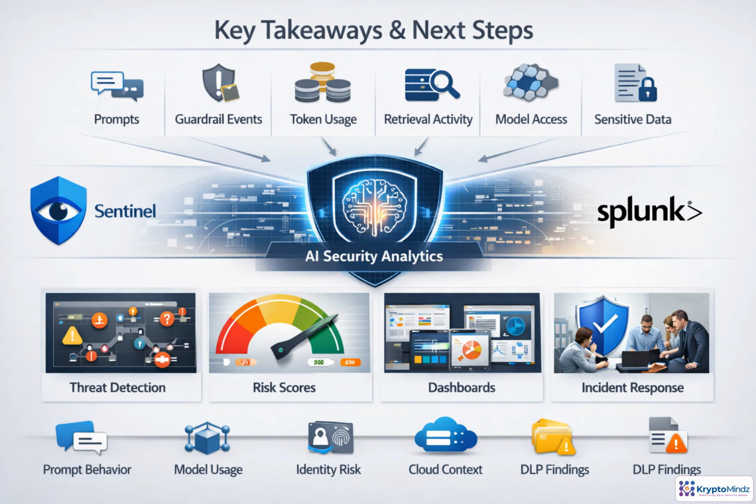Effective AI security analytics starts with the right telemetry: prompts, guardrails, model usage, retrieval activity, identity, cloud, and DLP signals. Sentinel and Splunk turn that data into detections when it is normalized, enriched, tuned, and tied to playbooks. Next, we move from detection into incident response and forensics.